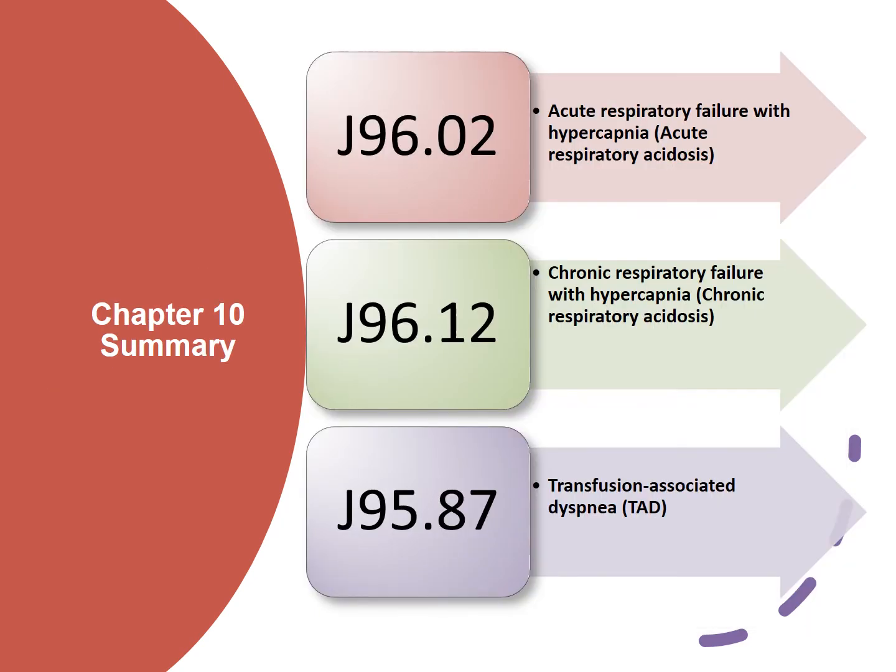Now we will see the summary. Acute respiratory acidosis should be reported with acute respiratory failure with hypercapnia, that is J96.02. Chronic respiratory acidosis should be reported with chronic respiratory failure with hypercapnia, that is J96.12. Transfusion associated dyspnea should be reported with J95.87. This is a new code.